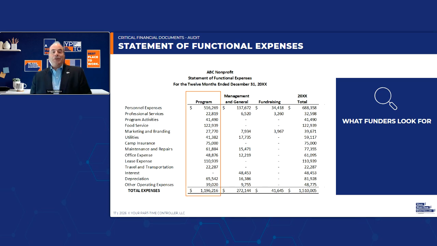Program expenses are tied directly to delivering the mission, things like program staff salaries, supplies used in programming, and maybe food and materials for the beneficiaries of those programs. Management and general expenses support the organization overall, and that's about oversight and governance. When costs are not directly linked to programs or fundraising, they're typically management and general. These could include executive leadership, administrative staff, office costs, and interest.